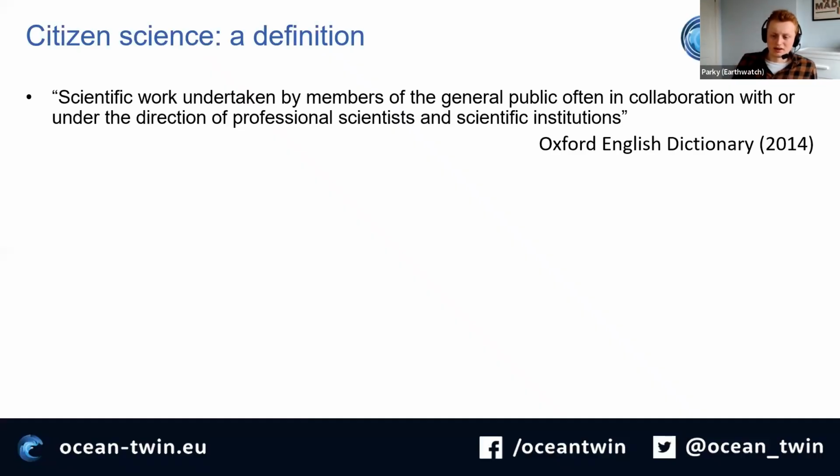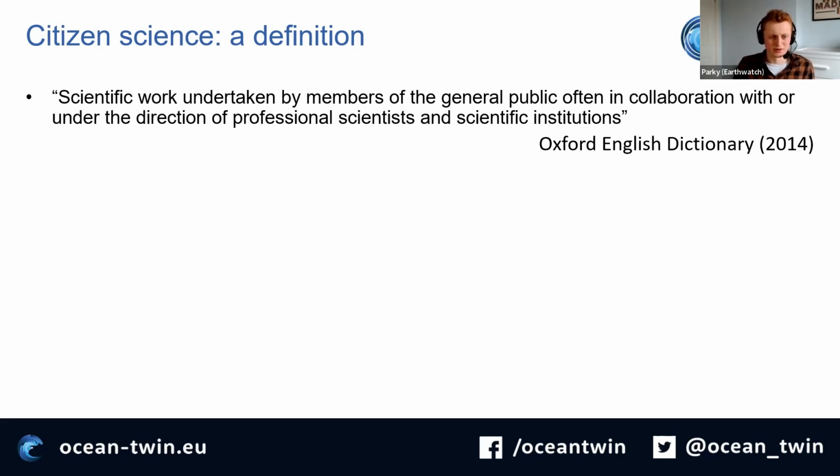So I'll start with a definition. Citizen science is scientific work undertaken by members of the general public, often in collaboration with or under the direction of professional scientists and scientific institutions. This isn't a perfect definition, but it captures some of the core aspects of citizen science. Firstly, that there's some element of research taking place, and that members of the general public are actively engaged in that research.